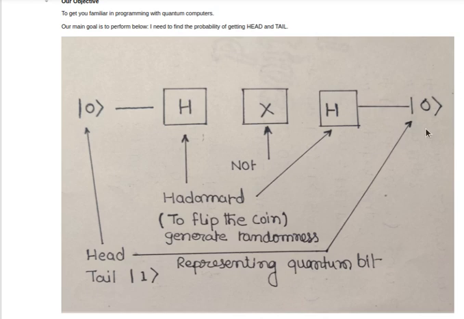Yes, so our objective is to get you familiar with programming on quantum computers, and our main goal is to perform the below. I need to find the probability of getting a head and a tail in a coin which we tossed. If you look at this diagram, it represents what we are going to do on a quantum computer. Here, head is represented by your quantum bit, H represents Hadamard, X is your NOT gate, and that's it.